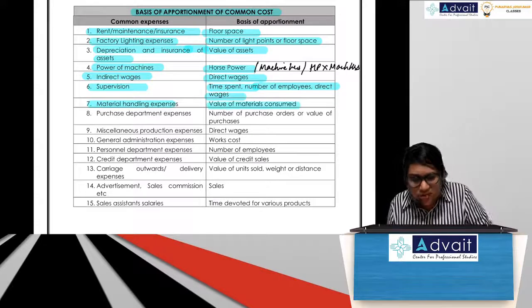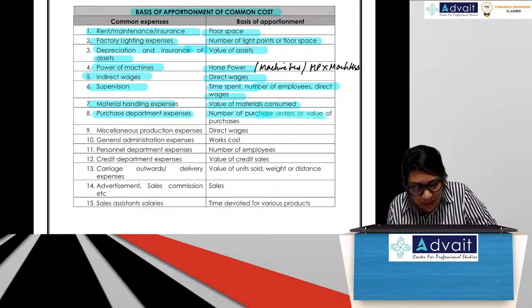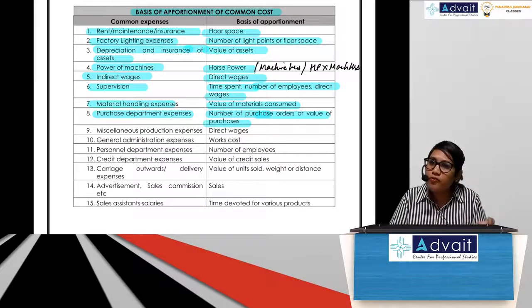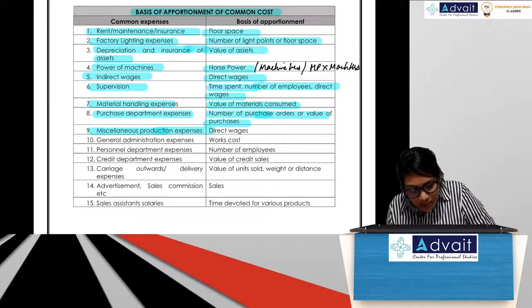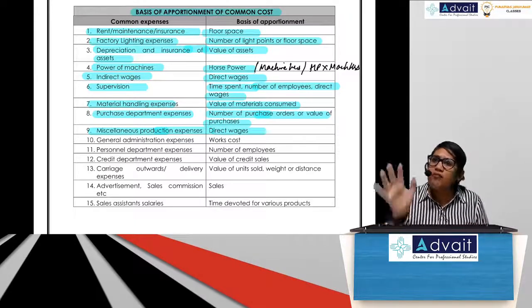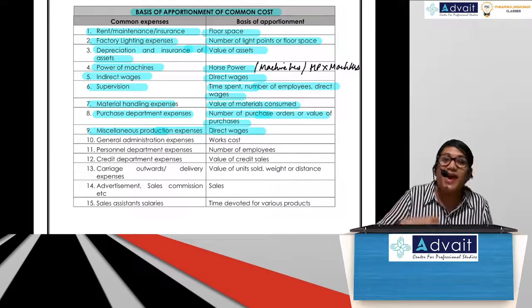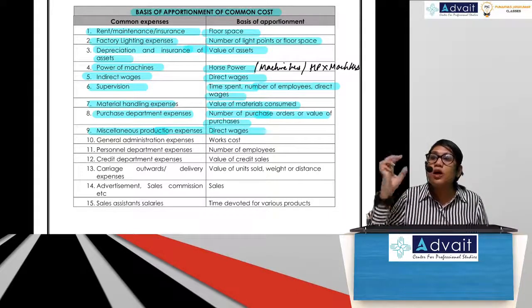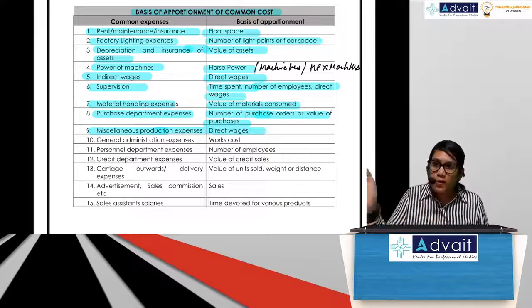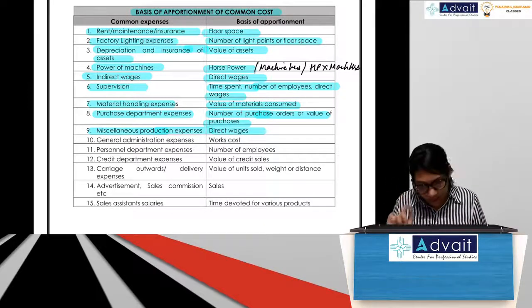Material handling expenses, value of materials consumed. Purchase department expenses, number of purchase orders or value of purchases. Miscellaneous production expenses. Anything miscellaneous will be divided in the ratio of direct wages, like sundries. Or if they've said miscellaneous expenses generally for a department, all of those expenses will be divided between all departments in the ratio of direct labor or direct wages.